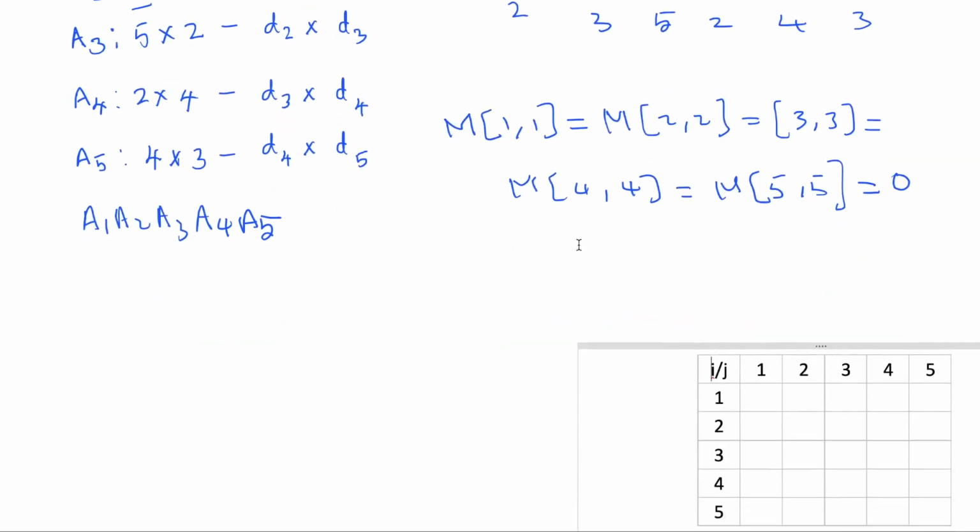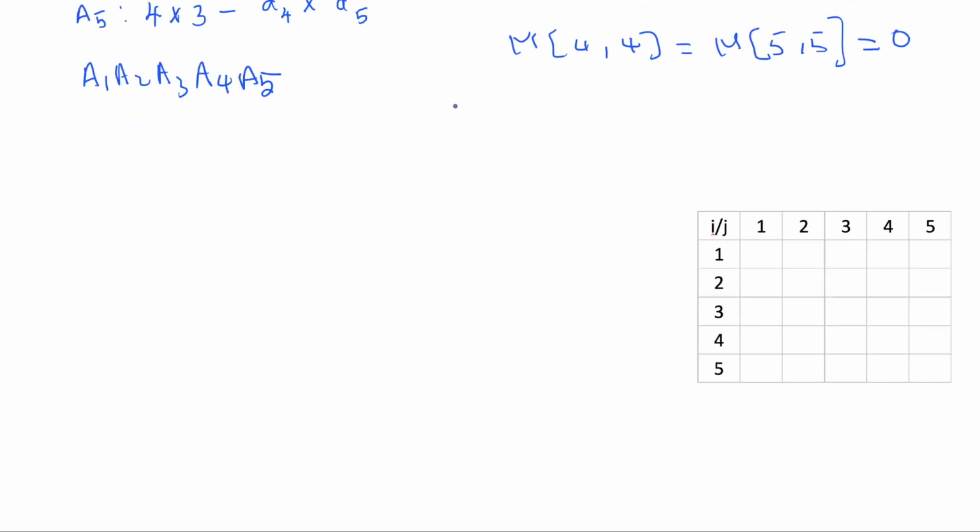I'm utilizing a table here where we will be recording all the values of M. So M11 is 0, M22 is 0, M33 is 0, M44 is 0 and M55 is 0. That is the number of multiplications required to calculate the product from 1 to 1. And if I write something over here, that will be the minimum number of multiplications required to calculate A1 into A2. If I write something over here, that will be the minimum number of multiplications required to calculate the product from A1 to A4. And our task is to find the value at this position. That will be the minimum number of multiplications required to calculate the product from A1, A2, A3 up to A5.